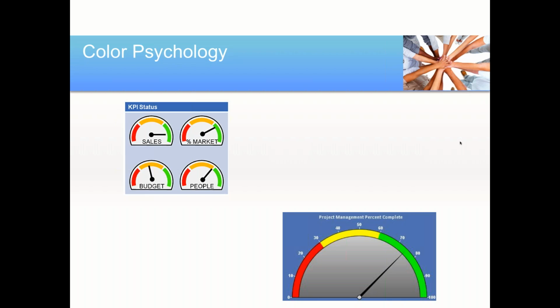If any of those were in the red, you'd be like, oh, shoot, we need to do a lot of work. And the bottom picture is the project management percent complete. Typically, you're going to see the red, the yellow, the green. Green means good, yellow means need to work on it, red means, uh-oh, we've got a huge problem.